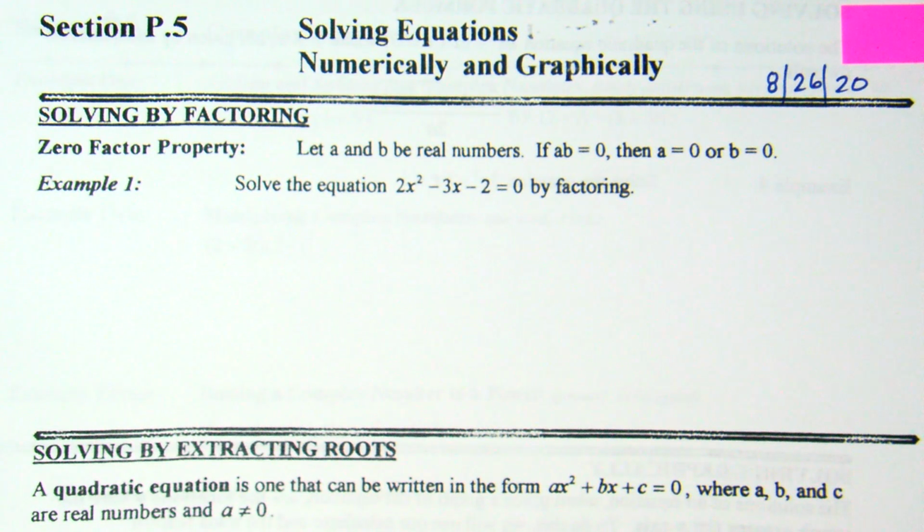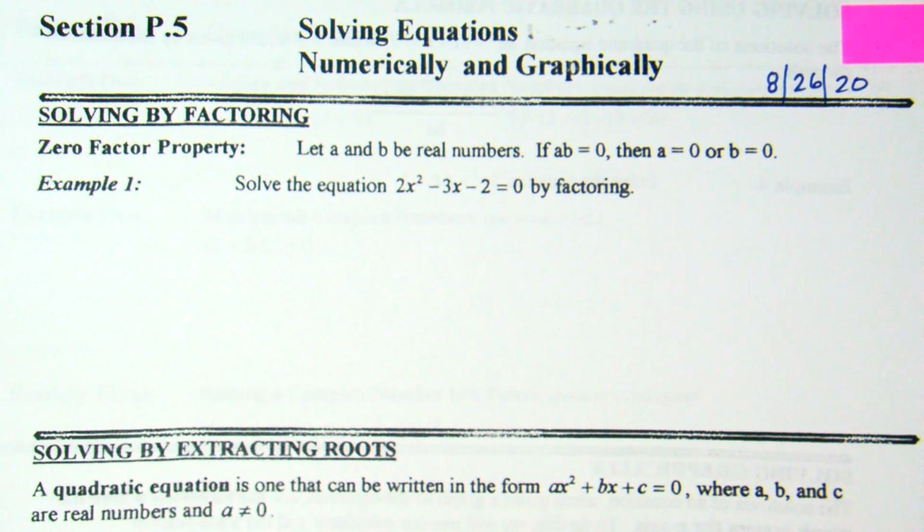Okay, so it reads, let A and B be real numbers. If A times B equals 0, then either A equals 0 or B equals 0. This applies to the problems that when we can get them factored into two parentheses. Remember, once you get into two or more factors, if two things multiplied equal 0, then at least one of those has to equal 0. And so we will work on that one.